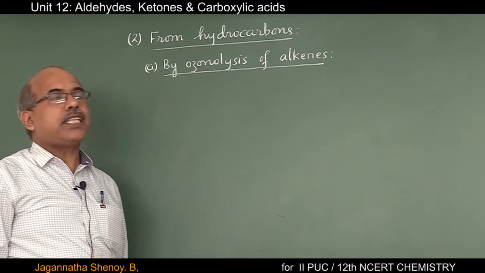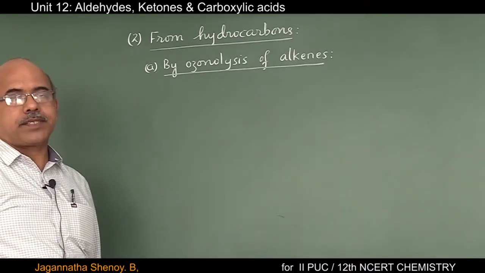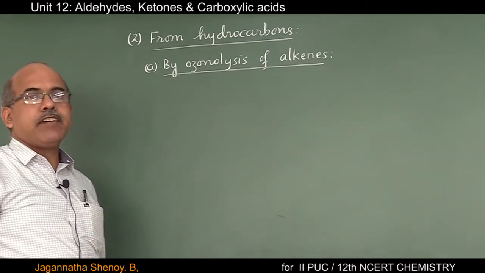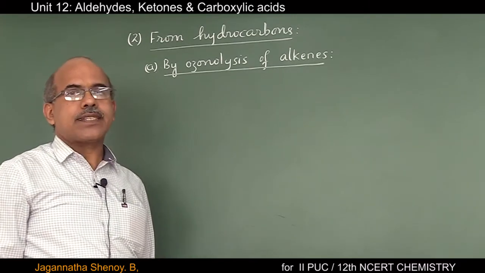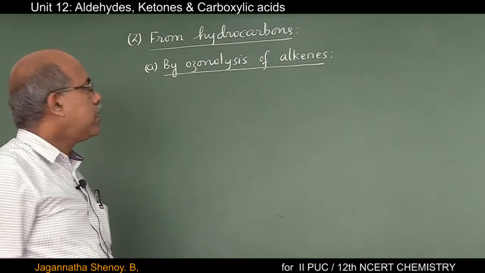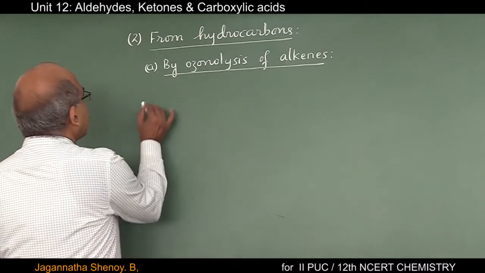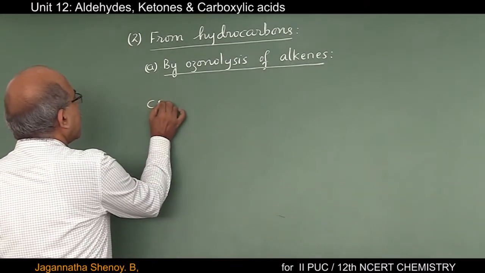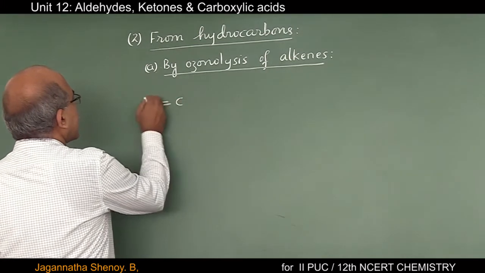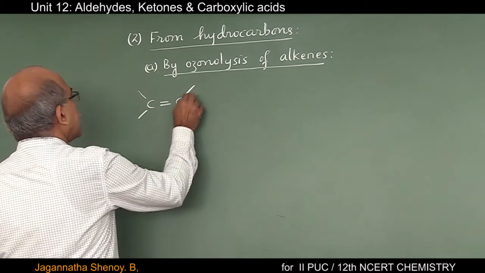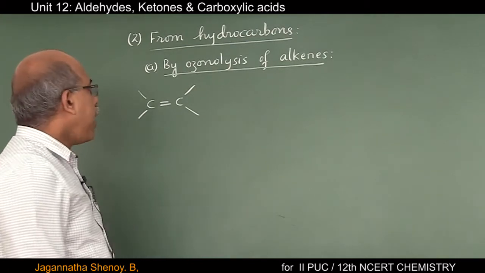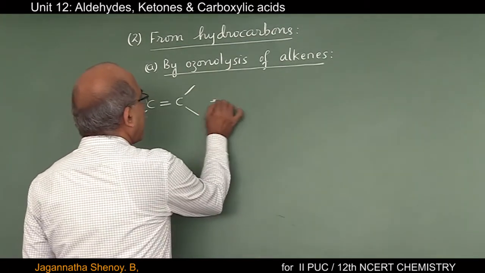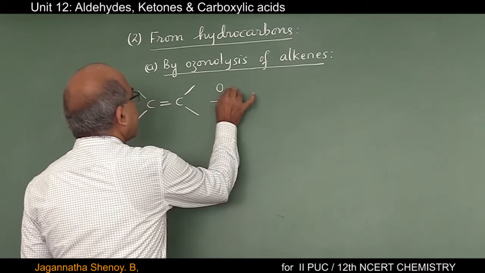Second method is starting from hydrocarbons. Under this, we are going to start from the first one by ozonolysis of alkenes. So to understand this, I am going to start from alkene. You have C double bond C. You have two bonds like this. Alkene. I am going to make use of ozone.